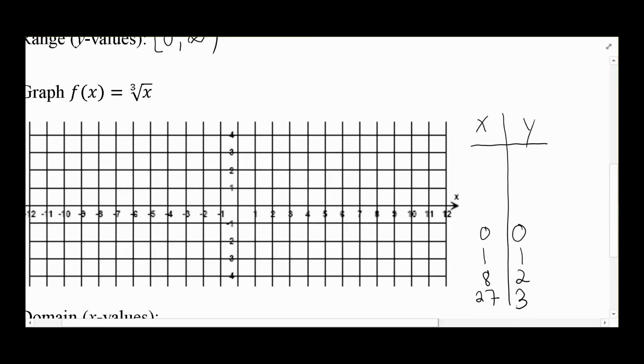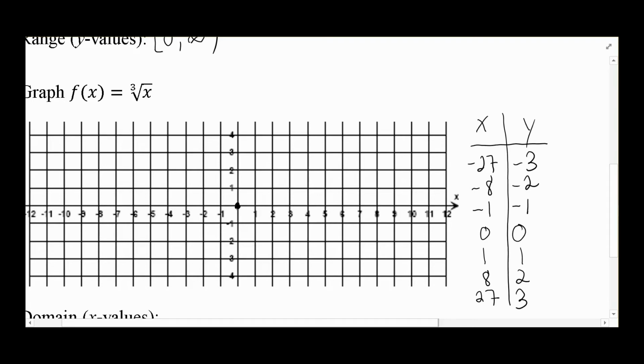Now with square roots, I could not plug negative numbers in. With cube roots, I can. So I could actually plug in -1, -8, and -27 as well, giving me y values of -1, -2, and -3.